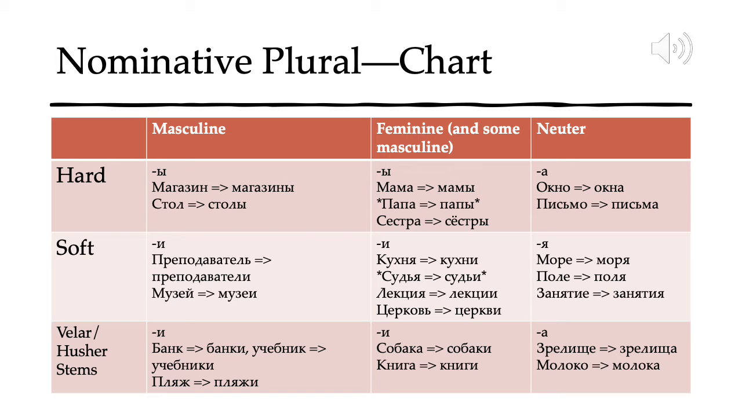And then if we have velar or husher stems for these feminine nouns or nouns that end in a or ya, they are going to add i. You will drop the a. Of course, you will only have a after a velar or a husher. You will drop that a and then add i. So sobaka becomes sobaki, kniga, knigi.